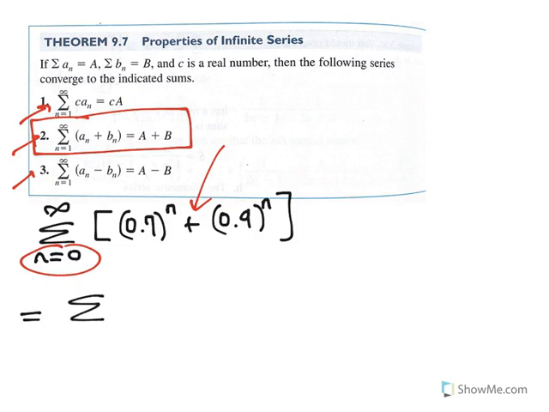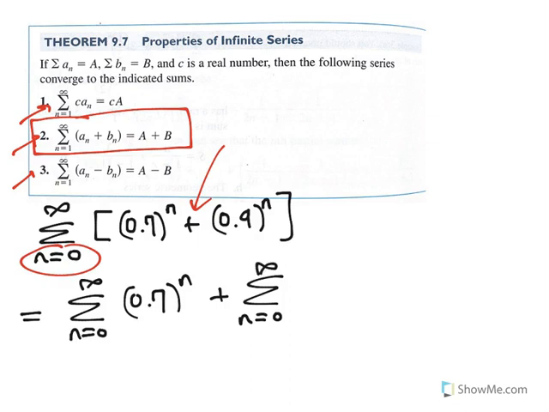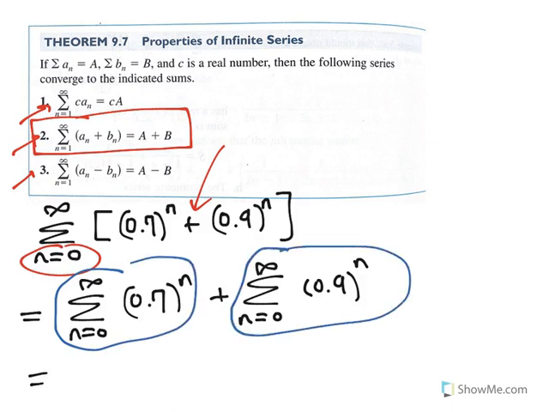So now we can write the sum from n equal to 0 to infinity of 0.7 to the n plus the sum from n equal to 0 to infinity of 0.9 to the n. So I used property number 2, and this problem is now very simple. All we have to do is determine whether each of these two series will converge, and if they do, we just add their sums together and we'll get the sum of the series that we have here.